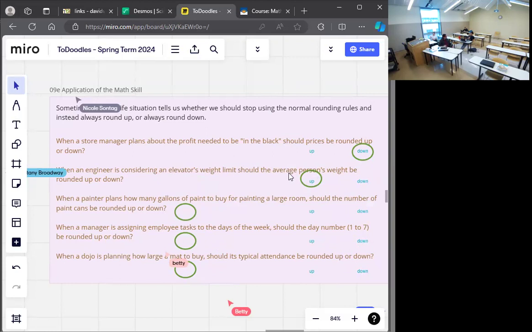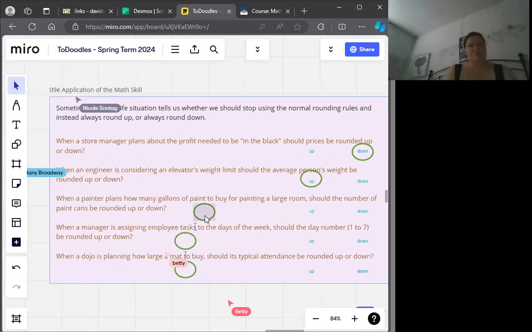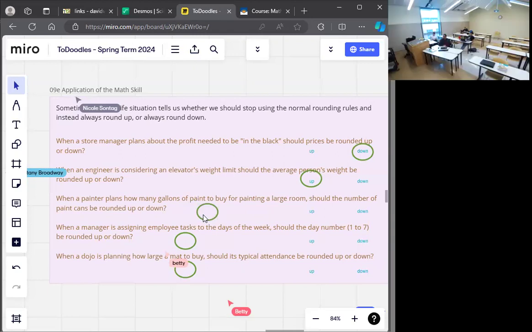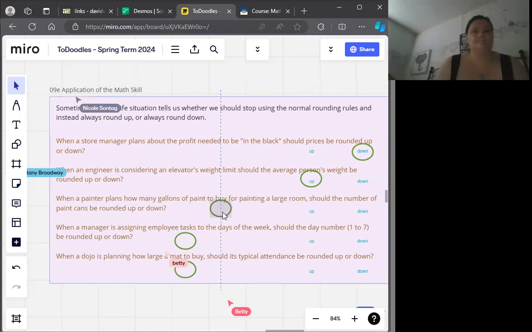Yeah, if we round down and one more person tries to squeeze in because we rounded, then they think it's okay. That's how casualties happen. It's human life. Somebody could die. Yeah, we don't want casualties.